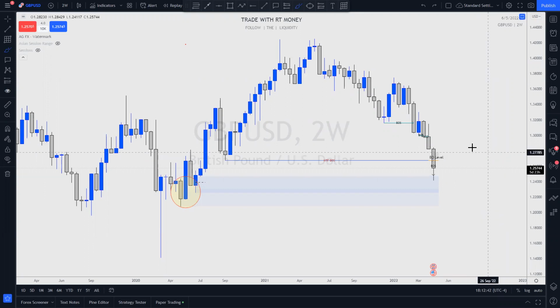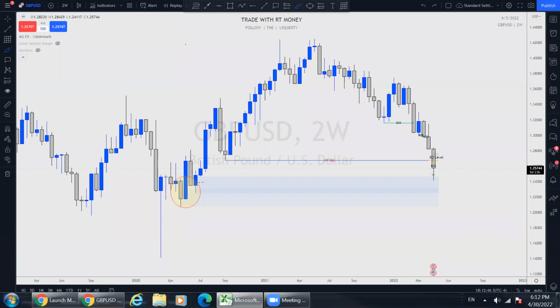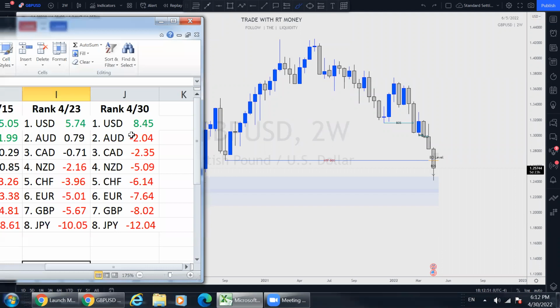Check this out. Pound USD. We're going to take a look at the RT money meter. What is the RT money meter? The RT money meter measures the rate of change in the currencies over a period of 15 weeks.